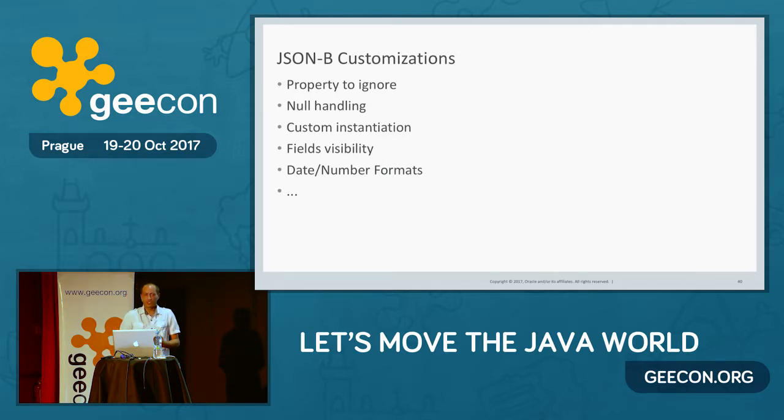Another set of possible customizations is related to properties to ignore. From JAX-B you may know the annotation XmlTransient. From JPA there is also a transient annotation. So in JSON-B, a similar annotation exists as well. You can customize how null values are handled, how instantiation of objects is handled, visibility of fields, date and number formatting, and more.